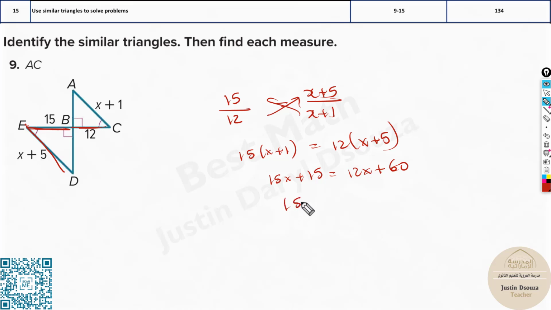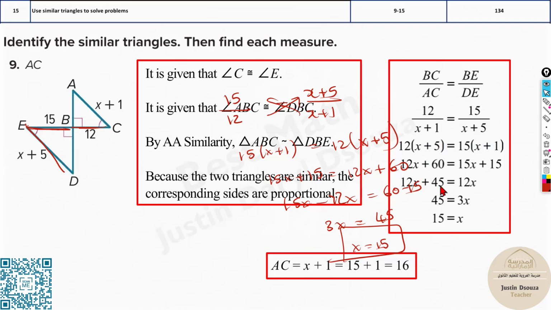Since 15x, I'll leave it over here. I'll bring the smaller x value to the other side, that's 12x, and this goes to the other side, 60 minus 15. Here you will get 3x is equal to 45. The answer of x is 15. So that is the answer. Just by the triangle proportionality statements, we will find it out.